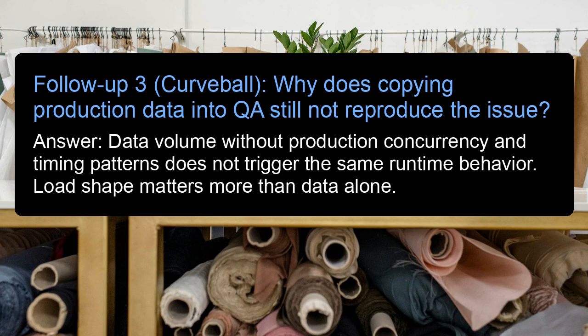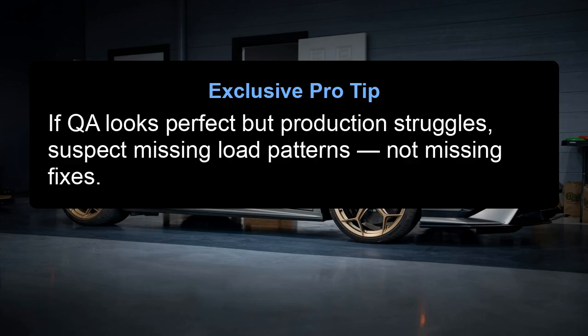Follow-up 3. Curveball. Why does copying production data into QA still not reproduce the issue? Answer: data volume without production concurrency and timing patterns does not trigger the same runtime behavior. Load shape matters more than data alone. Exclusive pro tip. If QA looks perfect but production struggles, suspect missing load patterns, not missing fixes.